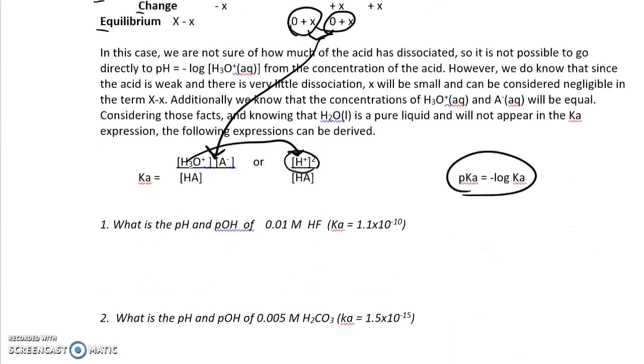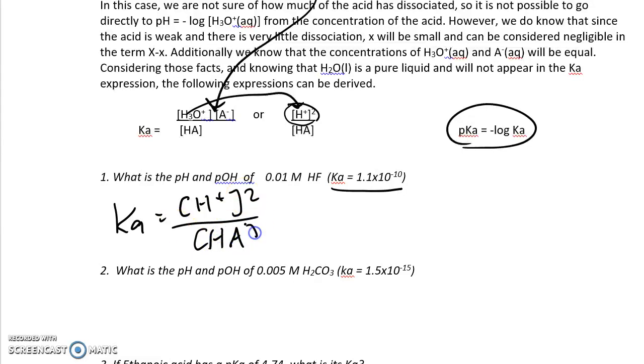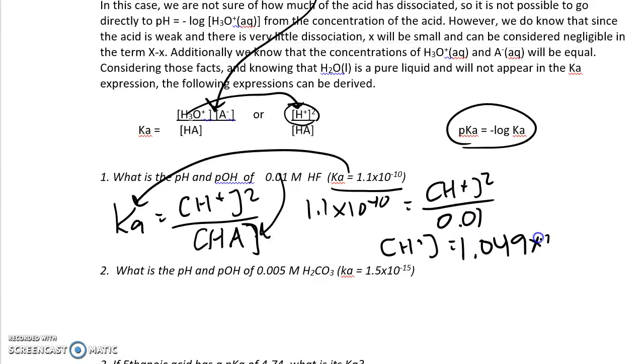So we're going to give this a try here. What's the pH and the pOH of 0.01 molar of hydrofluoric acid? And we have our Ka value there. So we're going to plug into our Ka equation. So that's H concentration squared over the acid itself concentration. We're going to do some plugging in. This is our acid. This is our Ka. Okay, so we have our Ka is 1.1 times 10 to the negative 10th. We have our H concentration squared, and then we have 0.01. So when I solve for my H, just some algebra there, you're going to end up with a value that we're going to use to find our pH. So that value is 1.049 times 10 to the negative 6.